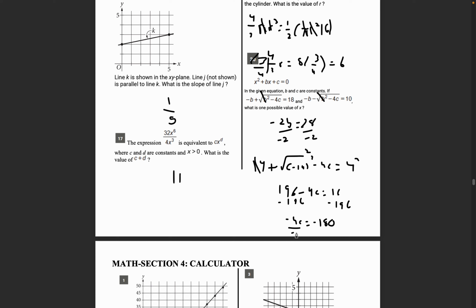Negative 180 divided by negative 4 is 45. That's the answer. Okay, 45.